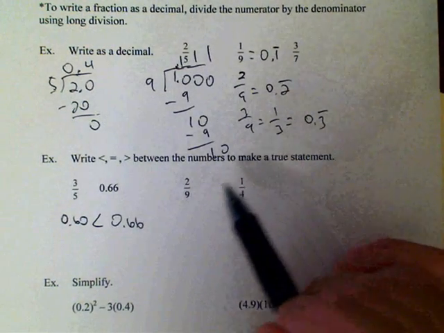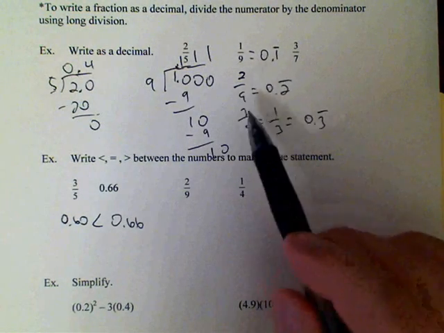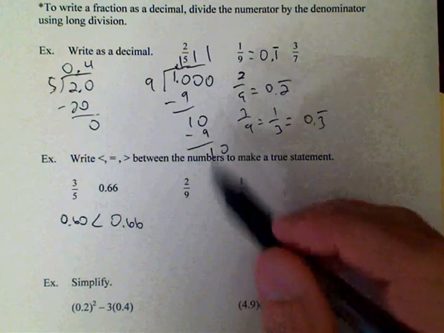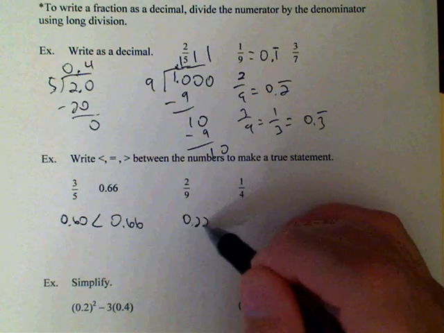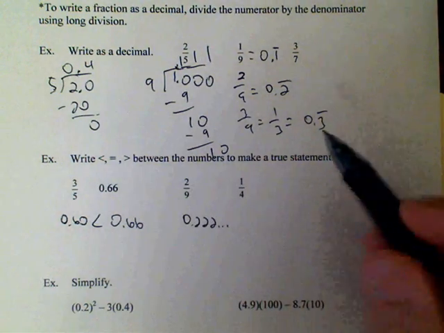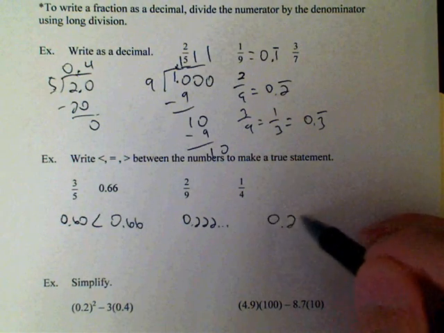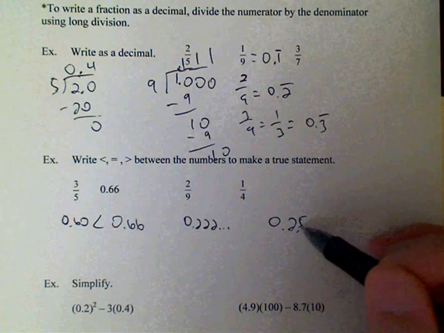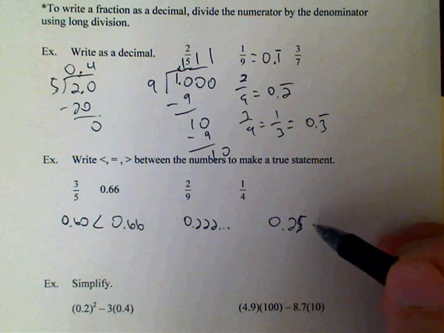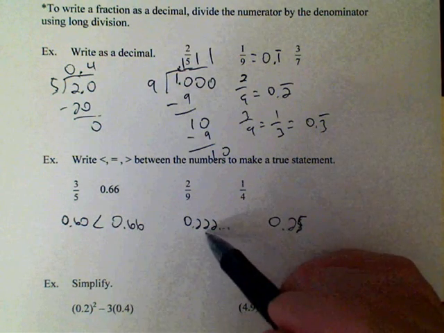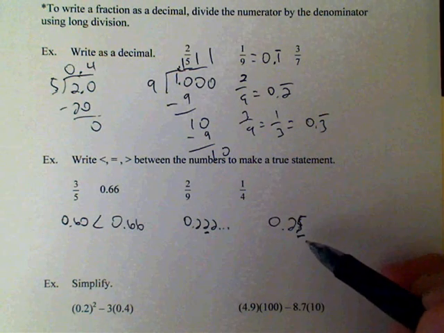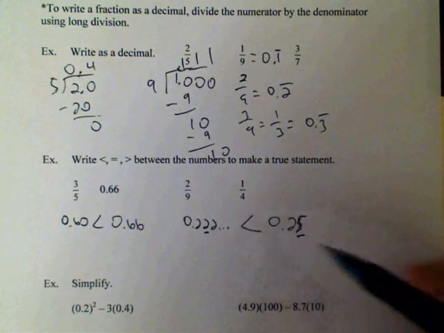Now here's what I mean about using things that you already know. 2/9 is the same as 0.22 dot dot dot, never stops. 1/4 is the same as 0.25 and it stops. As far as the 5 goes, it stops. That 2 and that 5 is all you have to look at. 2 is less than 5, so you're done.